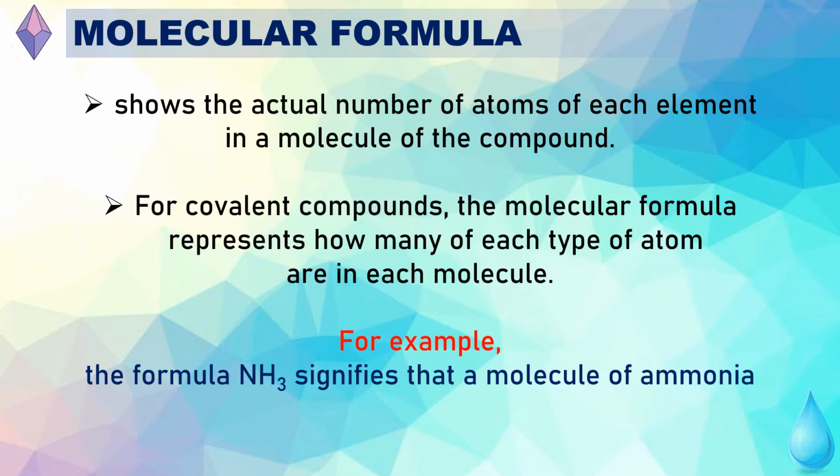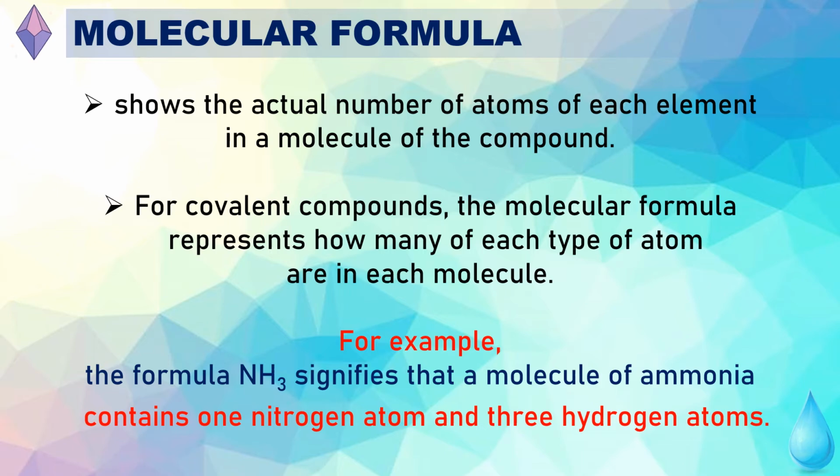A molecular formula shows the actual number of atoms of each element in a molecule of the compound. For covalent compounds, the molecular formula represents how many of each type of atom are in each molecule. For example, the formula NH3 signifies that a molecule of ammonia contains one nitrogen atom and three hydrogen atoms. The molecular formula also gives qualitative and quantitative information about the composition of a molecular or covalent compound, including acids and bases, just like in the ionic compounds. It shows what elements make up the compound, qualitative information, and the mole ratio of the elements, quantitative information. The names and formulas of compounds will be needed in the succeeding lessons, particularly in writing chemical equations.